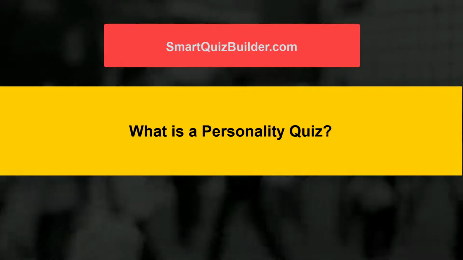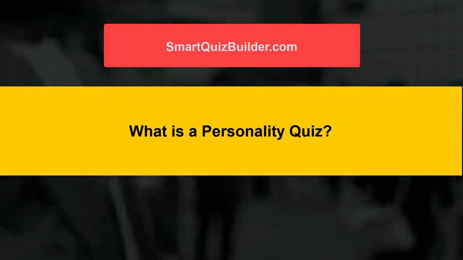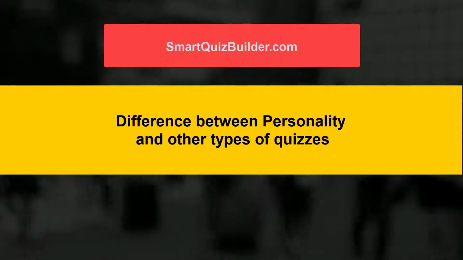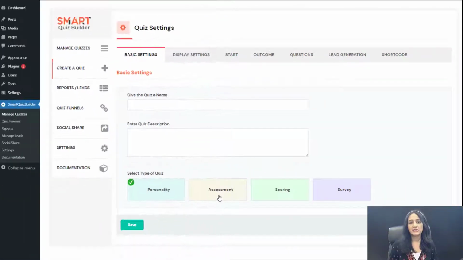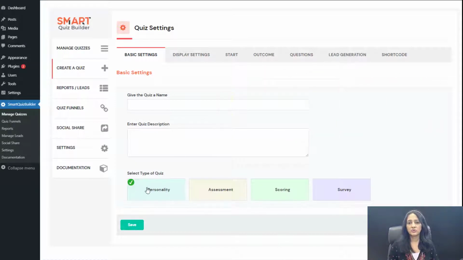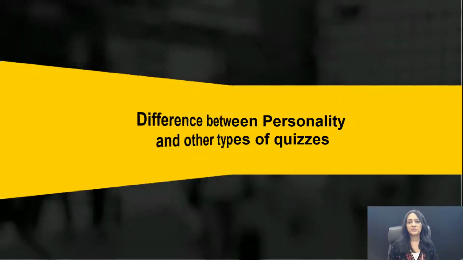This video is all about personality quizzes. One question I get asked a lot is, what is a personality quiz and what is the difference between a personality quiz and all the other types of quizzes that you can create in SQB, such as assessments and scoring quizzes and surveys. Actually, we'll be adding a lot more quizzes. We'll be adding calculators and polls. At the time of this recording, you can do these 4 types of quizzes in SQB: personality, assessment, scoring, and surveys. So what is the difference between these types of quizzes?